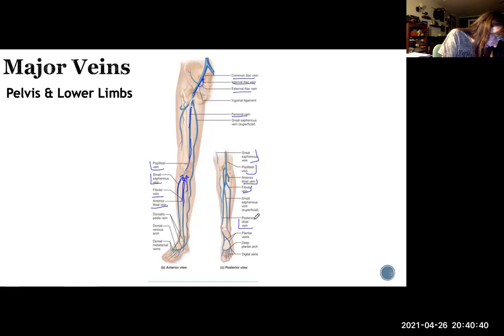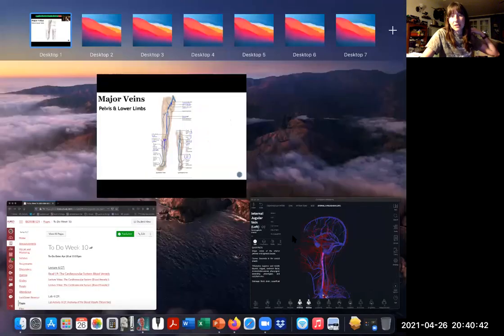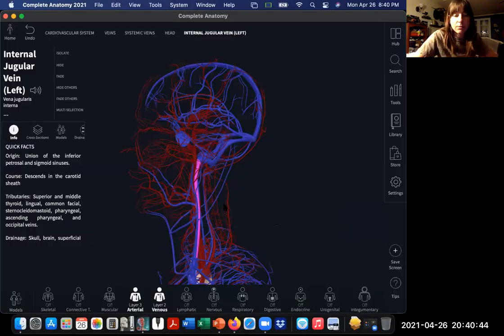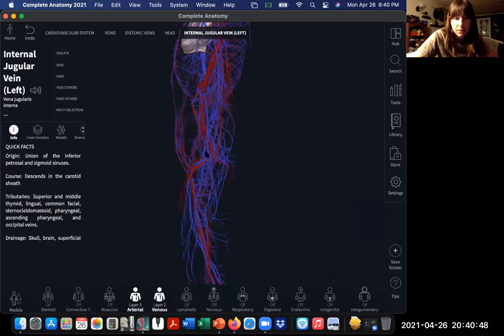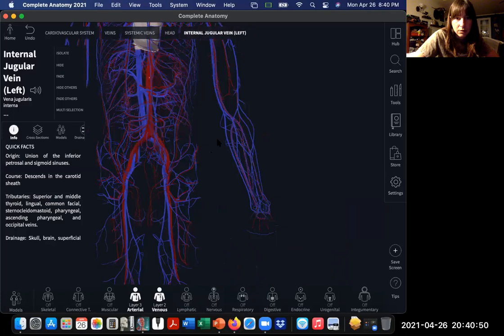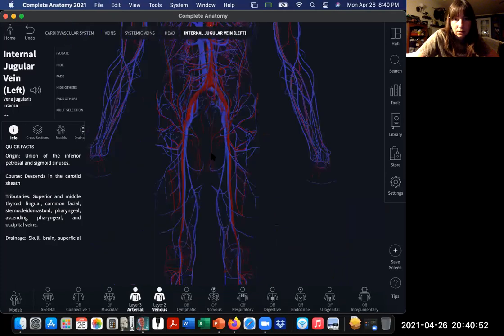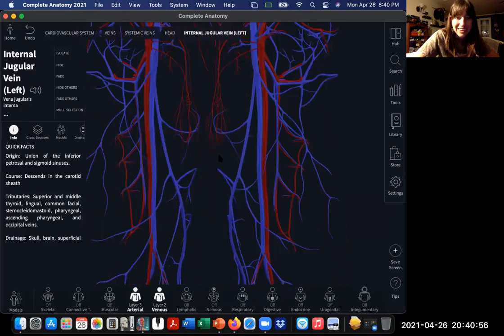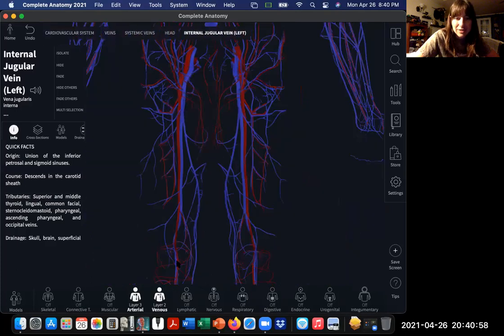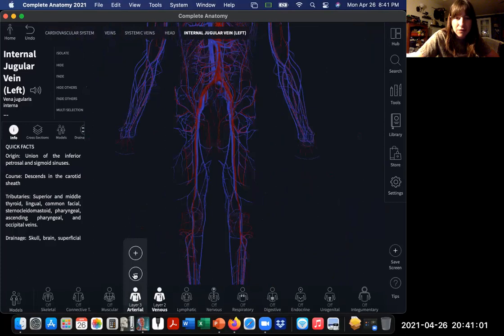Where's your posterior? There you are. Okay, let's explore this real quick here. Okay, coming down. Is this a male or a female? How can you tell? Right? Oops. Okay. Let's get rid of our arteries. We're just talking about veins here, really.